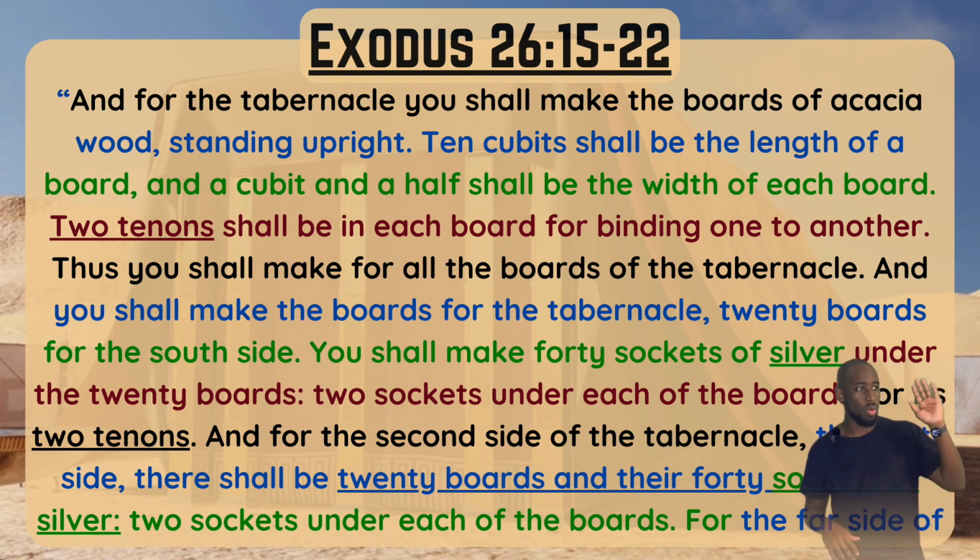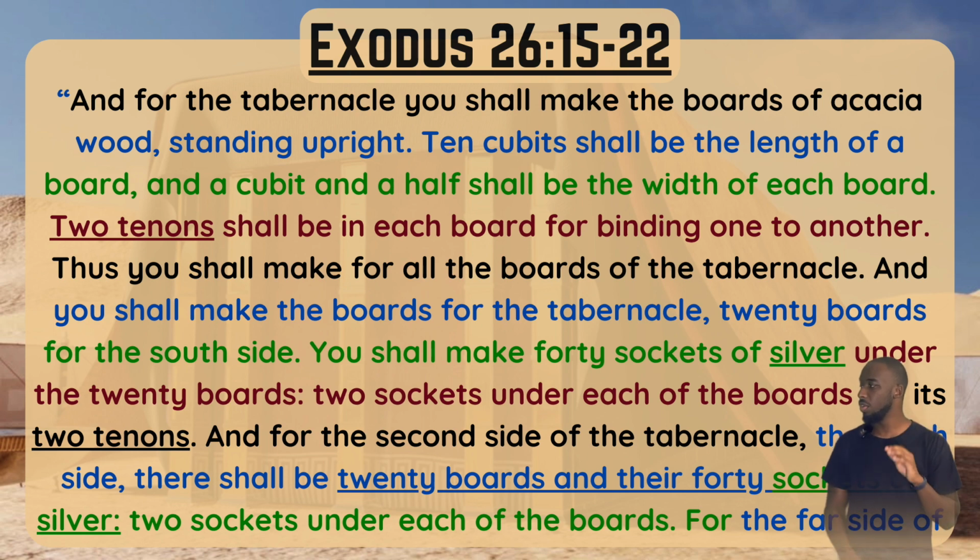So we see one board has 2 sockets next to it, and the sockets are made of silver, and obviously the boards are made of acacia wood. So this is really cool. But remember, this is why we had that vocab word of the day, tenons. We can see that, and it said it right here. If you look at this burgundy line, it says the 2 tenons shall be for what? It shall be in each board to bind one next to the other. So the tenons, their job was to connect something. So that's cool. We learned something today.